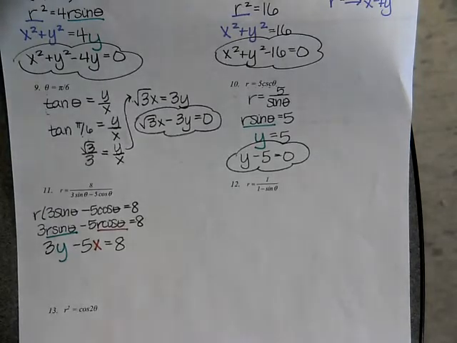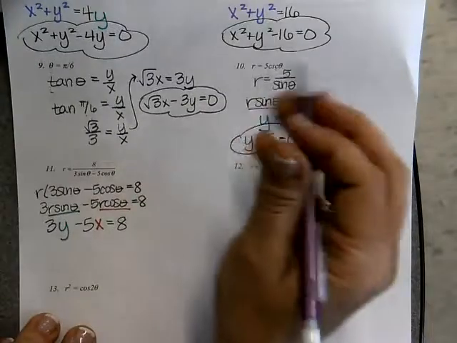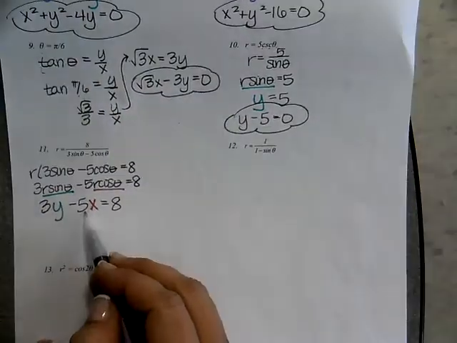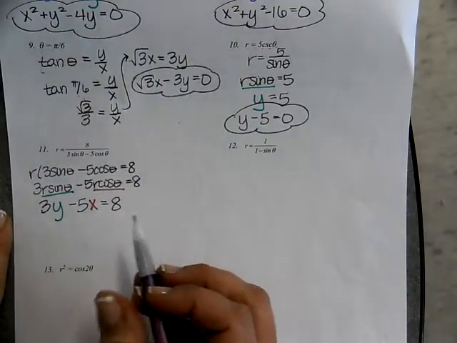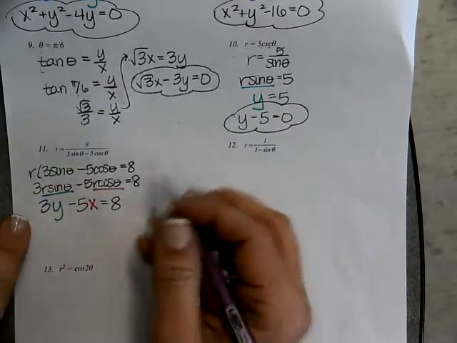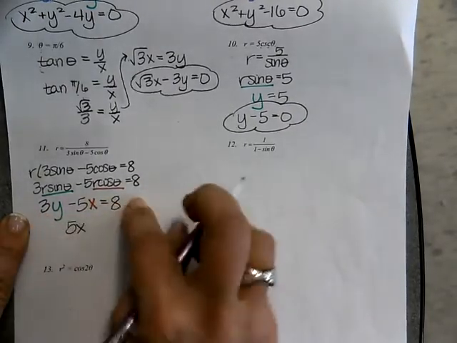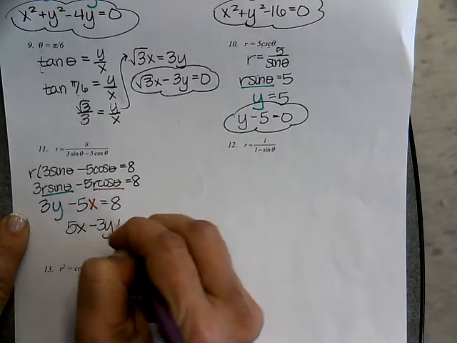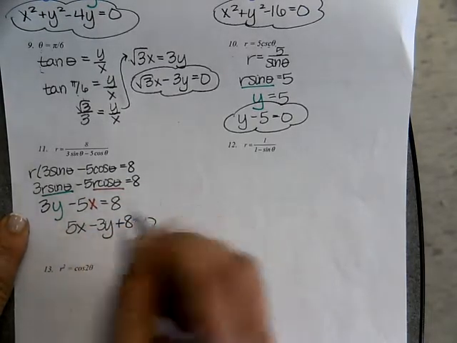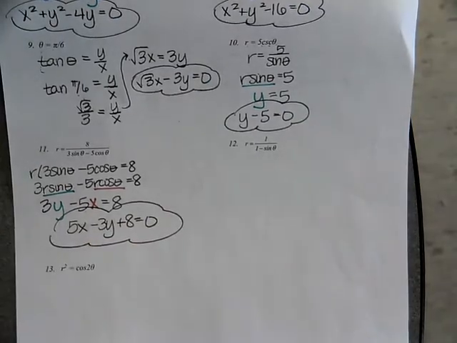And now we want to get one side equal to 0, and it doesn't really matter. But in a lot of textbooks, a lot of times they prefer the x to be positive. So I'm going to move them all over here. Is that okay with you guys? So then I'm going to have 5x minus 3y plus 8 equals 0. Okay. Looking good.